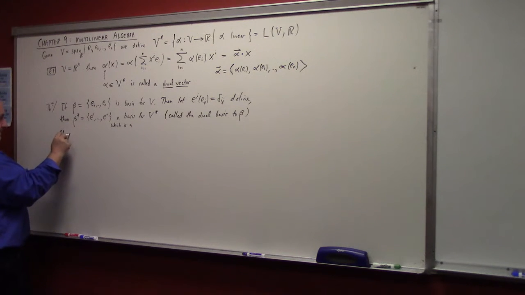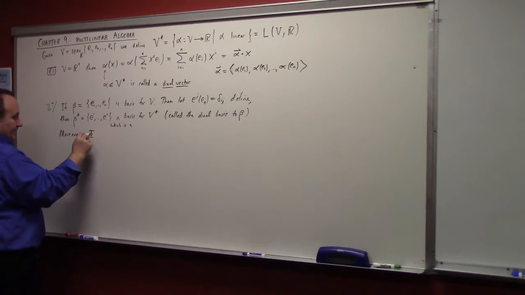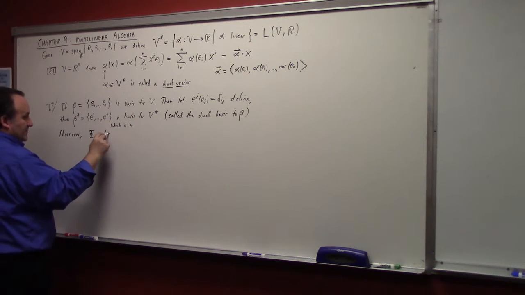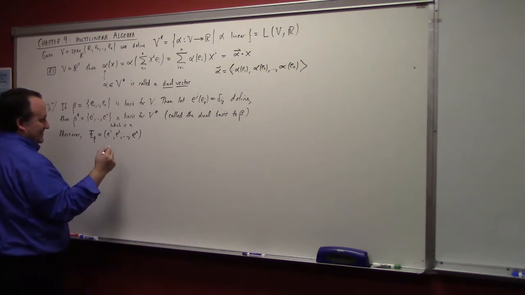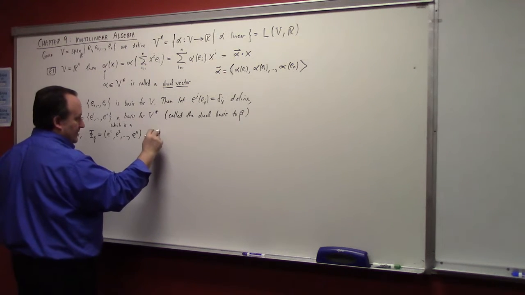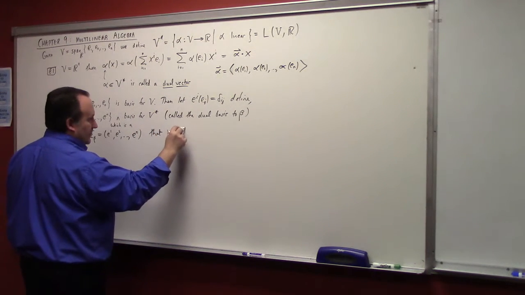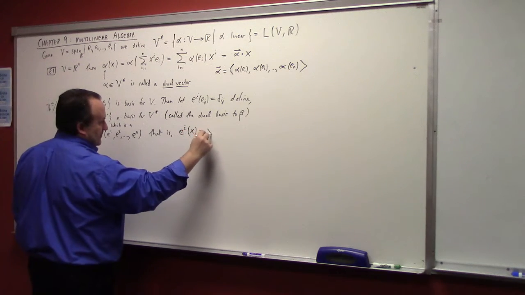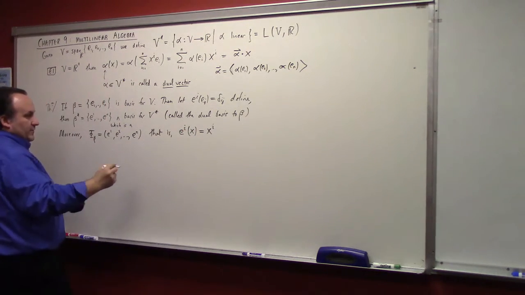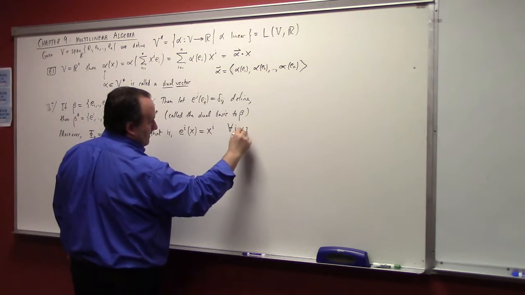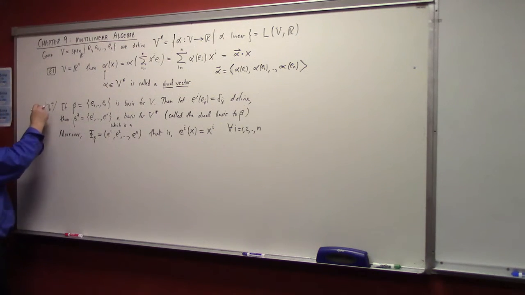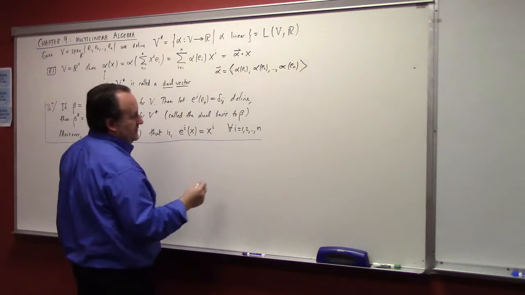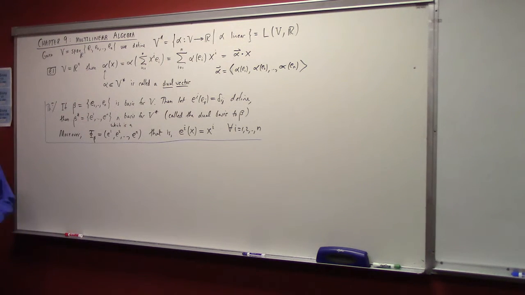Moreover, phi beta is equal to e^1, e^2, ..., e^n. That is, e^i of x is equal to x^i for all i. So it's a dual basis. And in fact, we can look at the dual basis as nothing more than the coordinate functions of the coordinate map for the beta.